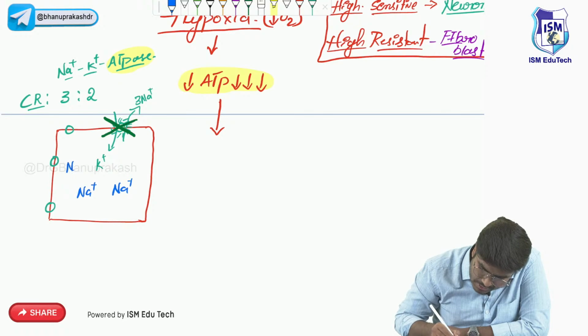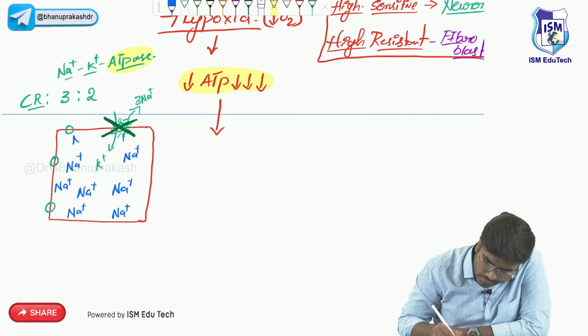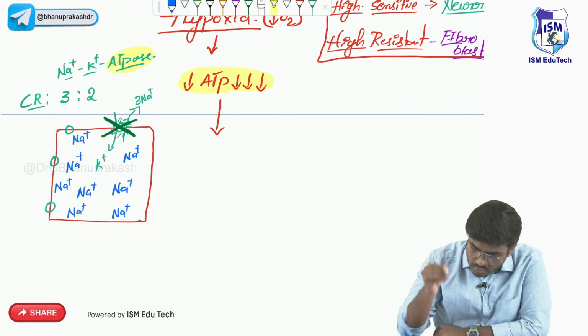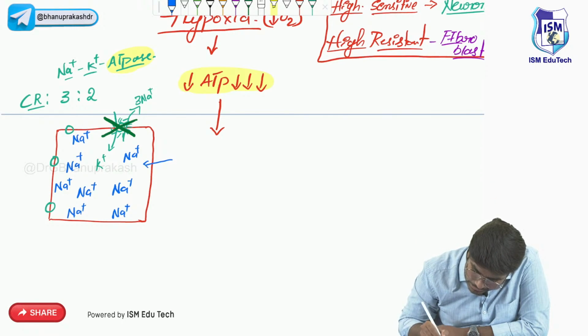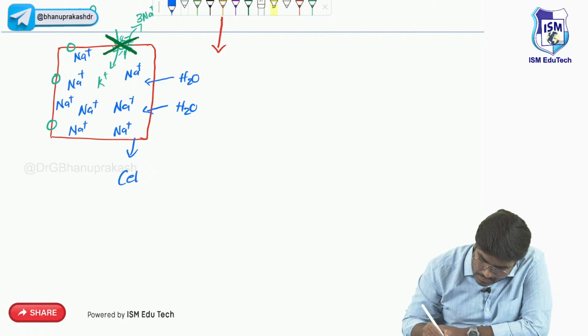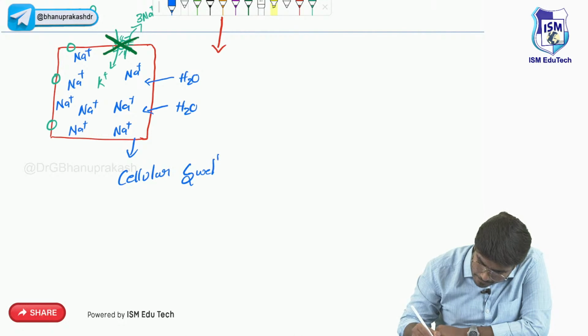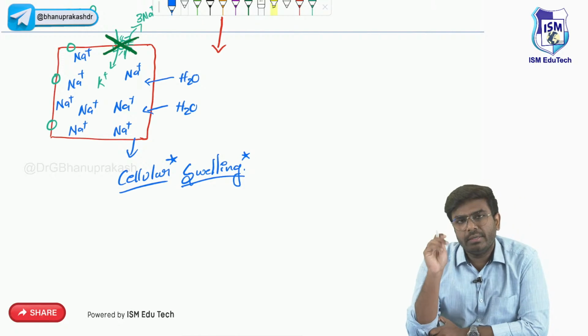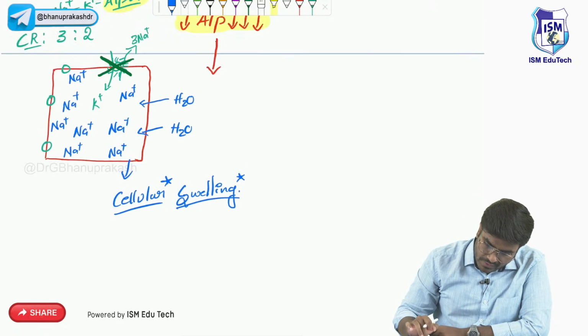What happens when sodium starts to accumulate inside the cell? Sodium is an osmotically active substance. Wherever there is sodium, water will come to that area. So water is coming into the cell from outside. What happens when water comes into the cell? That will cause cellular swelling.